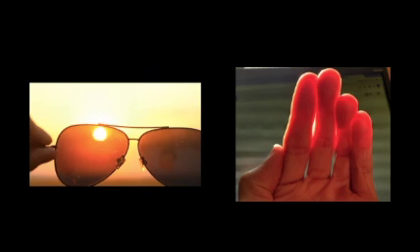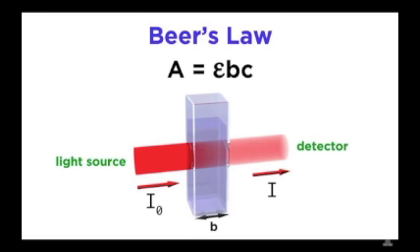When light passes through a substance, some of that light can be absorbed. Beer's law gives us 3 factors which can quantify the light that is absorbed as it passes through a solution. Those factors are the distance the light has to travel through the solution, or the path length B, the concentration of the solution C, and the solution's specific ability to absorb light, called the molar absorption coefficient.